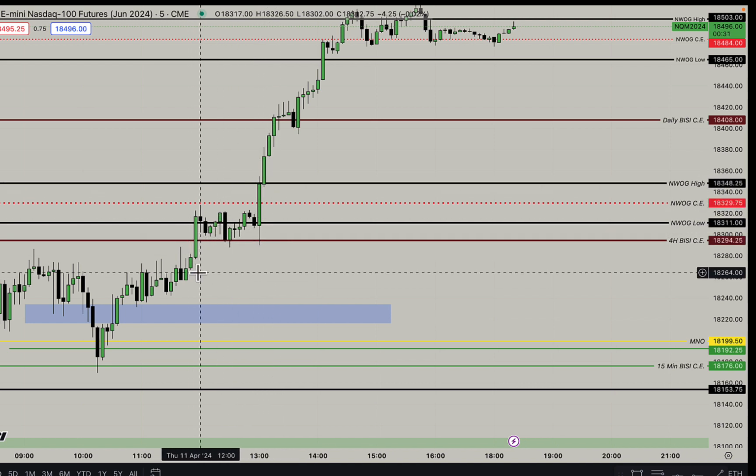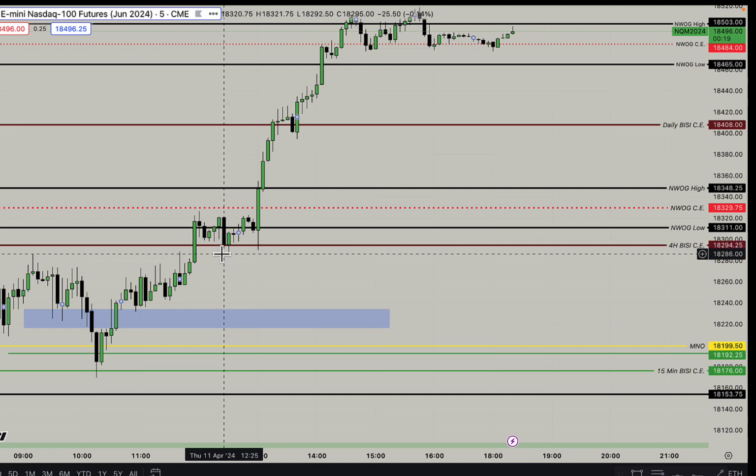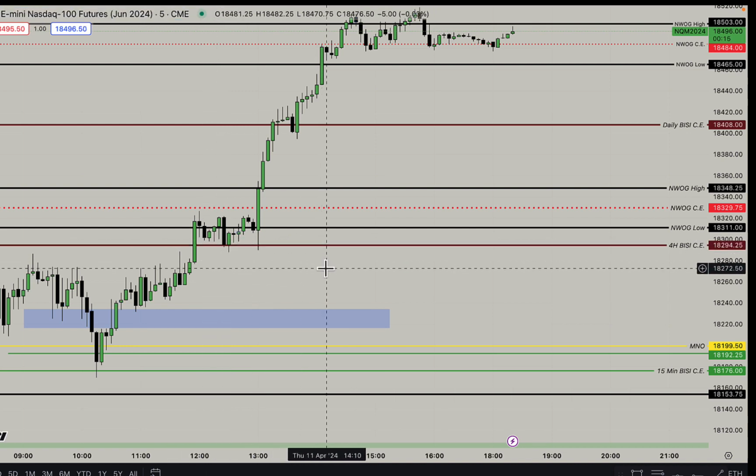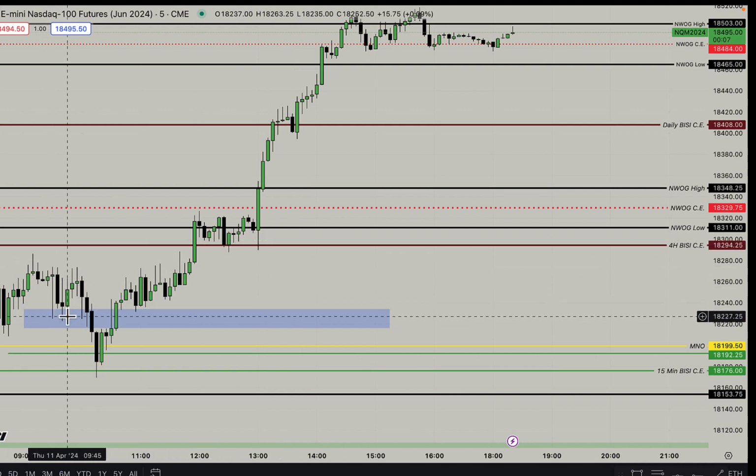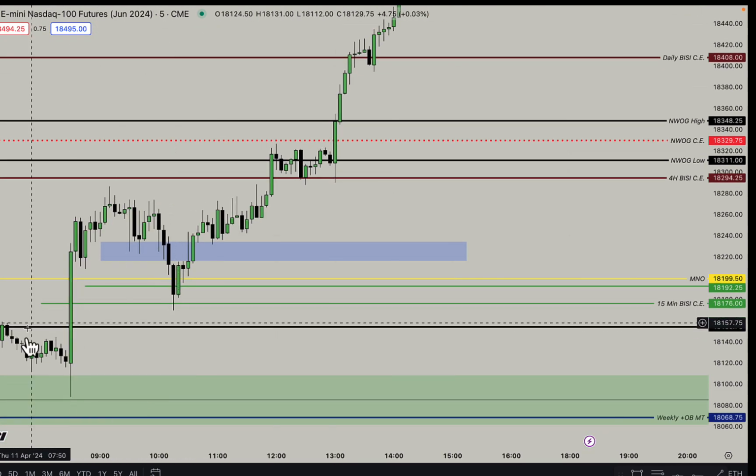Inside of a fair value gap. What time is that? 11:50 to 12:10 macro? What time does this fair value gap form? 11:55. We drop down into it. We respect the midpoint of it. And the higher time frame 4-hour SIBI, or I apologize, BISI, after all of this movement in here. Okay?